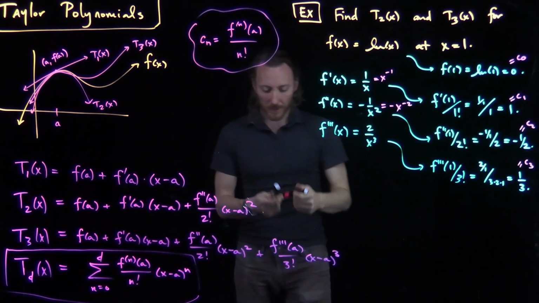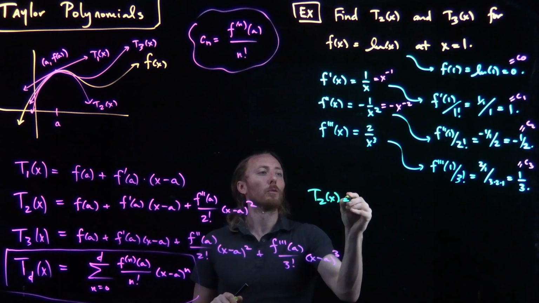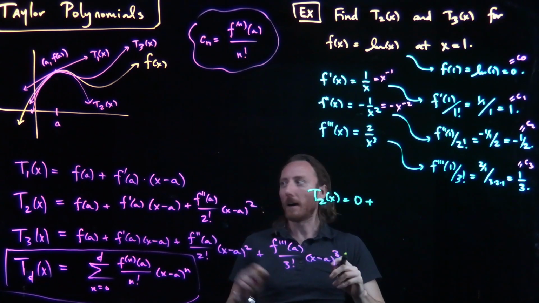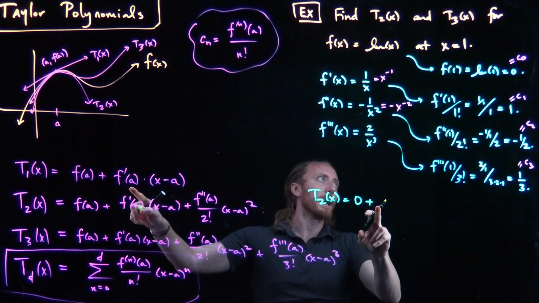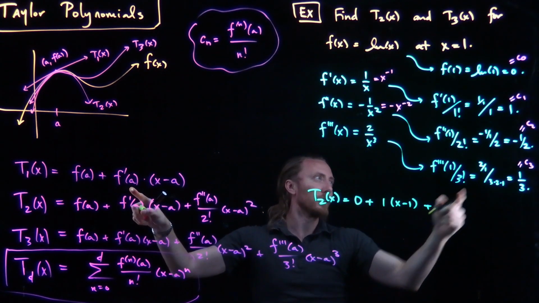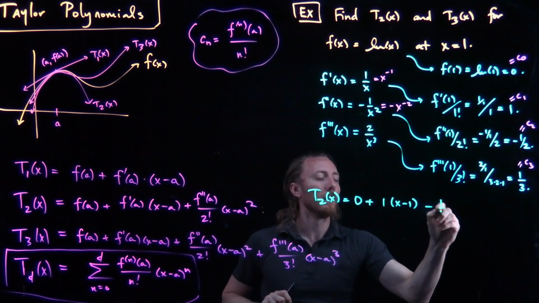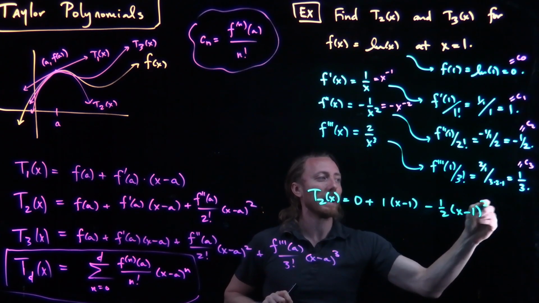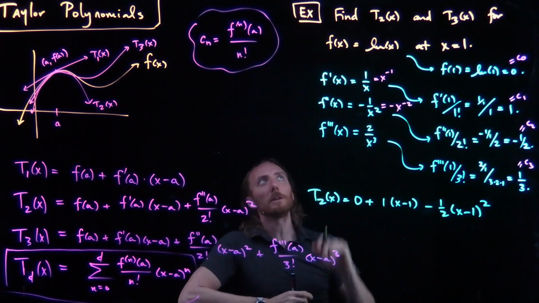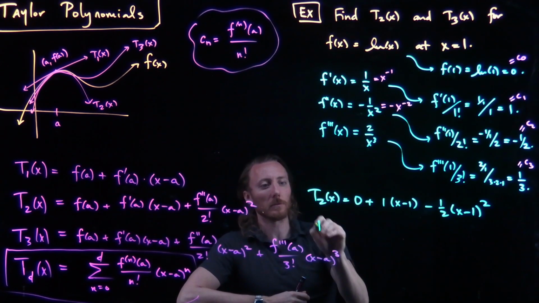So if we want to cook up T2 and T3, then T2 of x would just be f of a, which is 0. I'll write the 0 emphatically for our f of a, but then what next? f prime, that would be 1 times x minus 1. And then to go out to the degree 2 term, that's a minus a half, so I'll take my plus and just write it as a minus: minus a half times x minus 1 squared. We're just taking the coefficients and throwing them into a polynomial which is centered at x equals 1 because our logic was all centered at x equals 1.